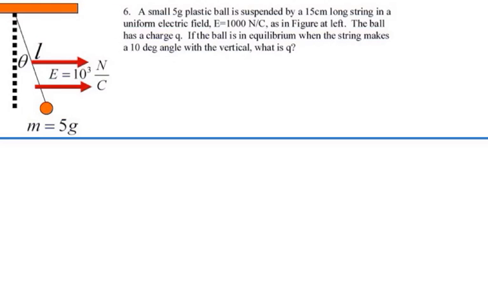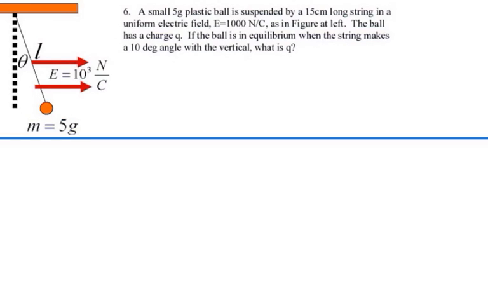Here's sample test 2, problem number 6. A small 5-gram plastic ball suspended by a 15 centimeter long string in a uniform electric field of 1,000 newtons per coulomb as in the figure at the left. The ball has a charge Q. If the ball is in equilibrium when the string makes a 10-degree angle with the vertical, what is Q?